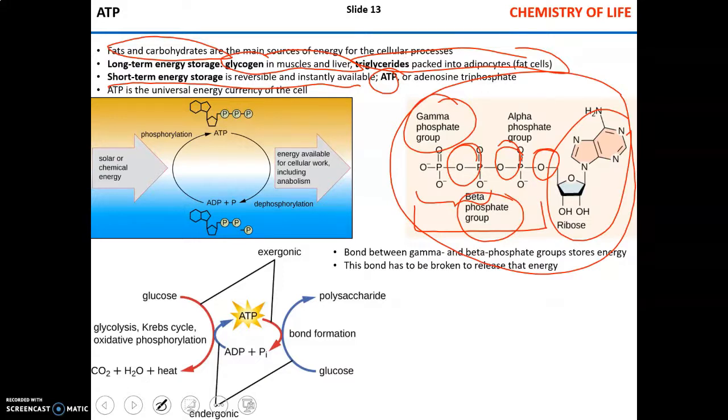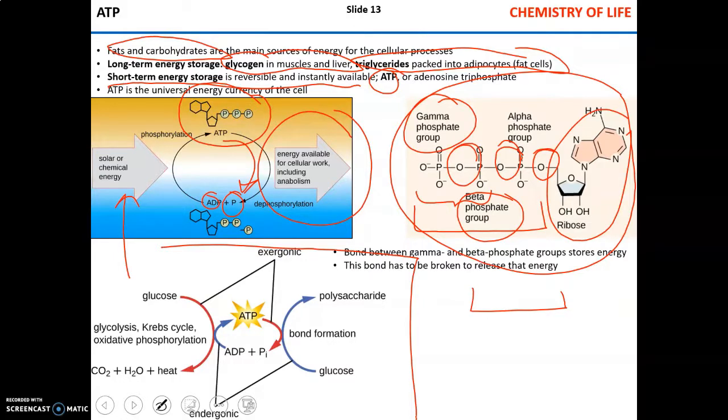So when ATP is synthesized here, by acquisition of solar energy by plants or chemical energy by animals, it is a short-term energy storage, and it can be almost immediately broken down to ADP, adenosine diphosphate, which will have only two phosphate residues, and inorganic phosphate. And that reaction of breakdown of ATP releases energy that is necessary for cellular processes.